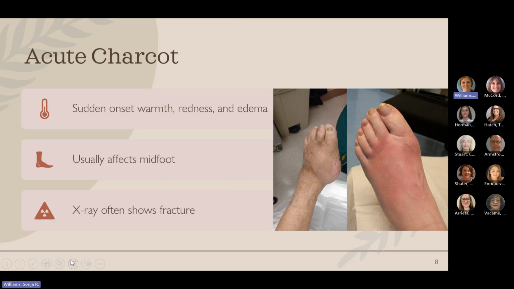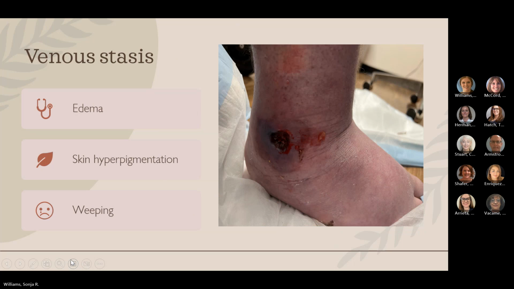Now, some patients can be left immobilized for 6 to 9 months with Charcot. It really depends on their disease process. And some patients can be bilateral as well, which is especially hard to treat. So if you do see changes in the midfoot and it's sudden in a diabetic patient, please get an x-ray.